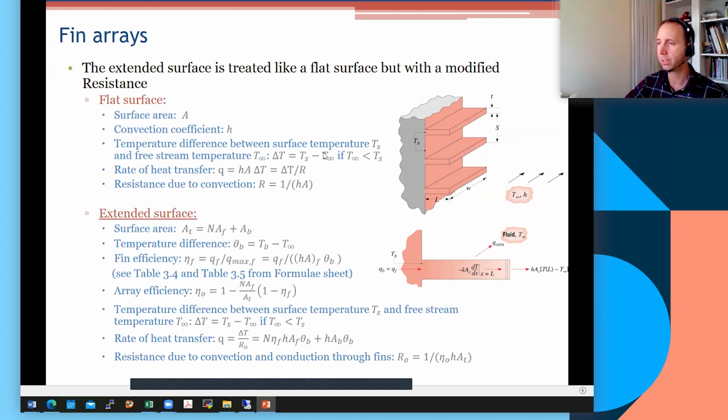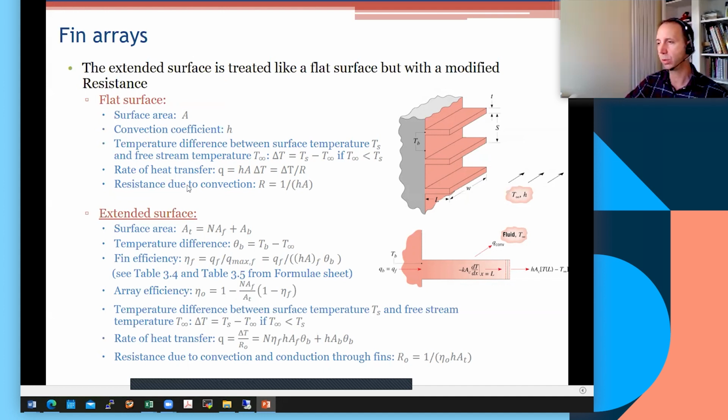If T infinity is smaller than Ts. So you're right, delta Ts being the positive temperature difference. The rate of heat transfer, we don't talk about direction of heat flow there because we use everything that's positive. H is positive, area is positive, delta T is positive. You can rewrite it in this way where you use the resistance to heat transfer.